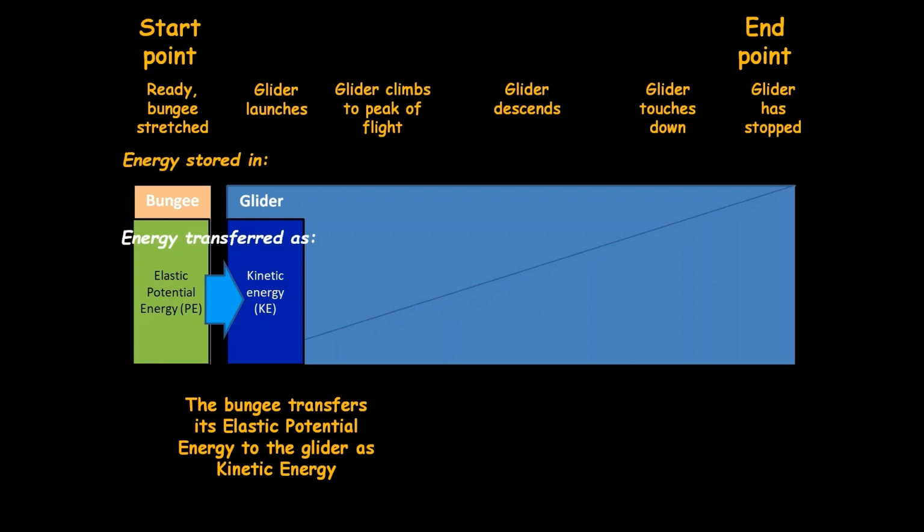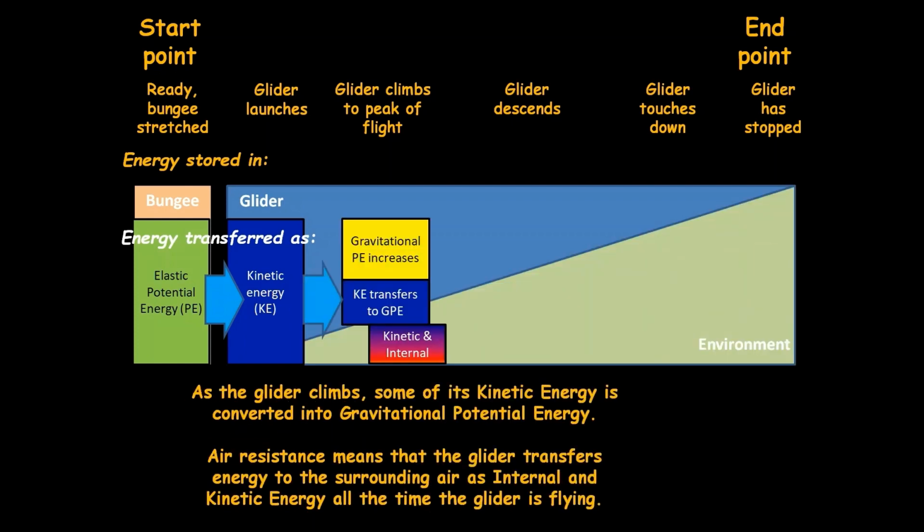And at the point that we launch, the bungee transfers its elastic potential energy to the glider as kinetic energy. The glider moves forward. The glider also climbs, and as it climbs, it's converting some of its kinetic energy to gravitational potential energy. It's higher than it started.